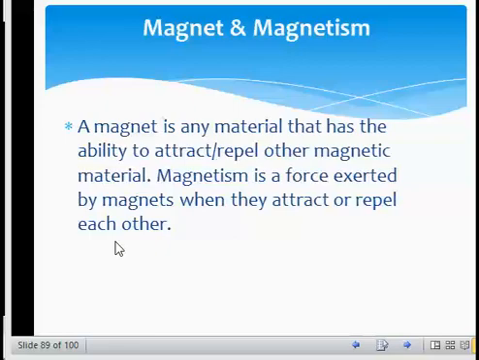Okay, that's number one. Then magnetism, all right, is the force exerted by magnets when they attract or repel each other. So we are going to go forward.